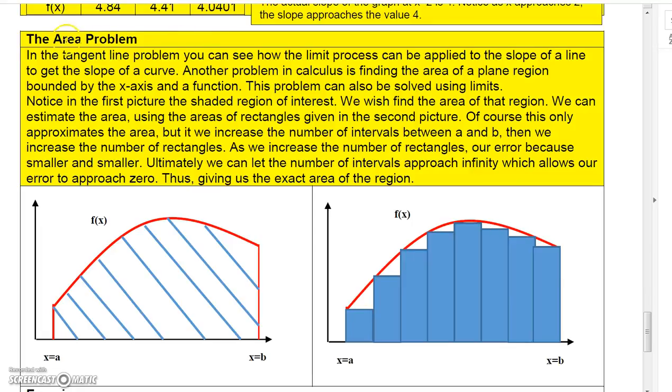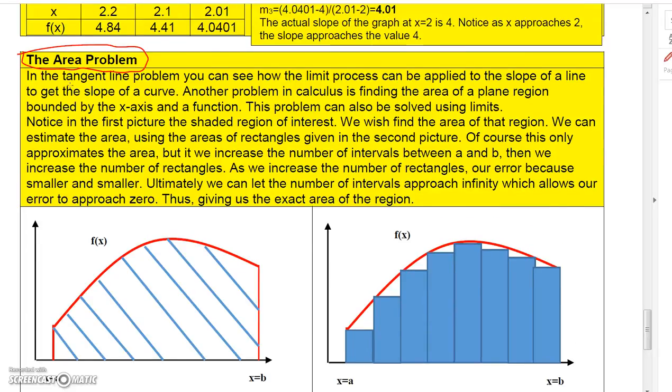Okay, this should be a short video, but let's show you how the area problem goes. In the area problem, we can also use limits to find areas. You saw in the tangent line problem, we used the limit process to get the slope of a line, and from the slope of that line we got the slope of the curve.